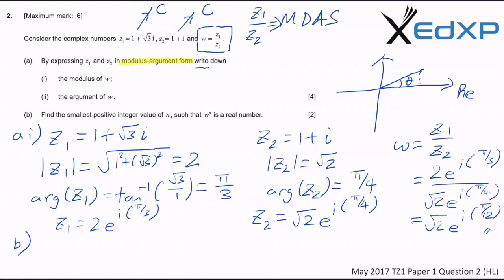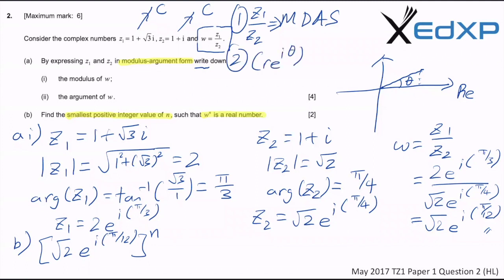We want to find the smallest positive integer value of n such that W to the power of n is a real number. So what we're going to do now is take W, which is root 2 e^(i pi over 12), and raise it to the power n. Another important formula, De Moivre's theorem. When I power a complex number, I power the modulus and I multiply the argument. This is De Moivre's theorem, or some call it DMT.